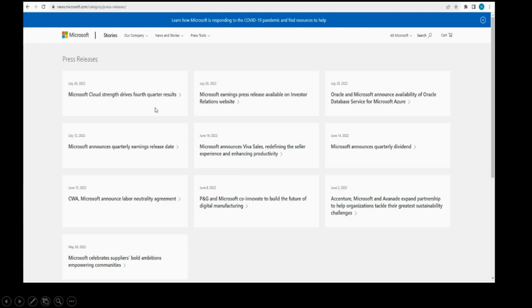For example, "Microsoft Cloud strength drives fourth quarter results." Obviously, people might consider that Microsoft Cloud is a growing service, and that could change the trend if they were in a negative trend before. Say, going forward, this Microsoft Cloud is going to support the growth of Microsoft, right?